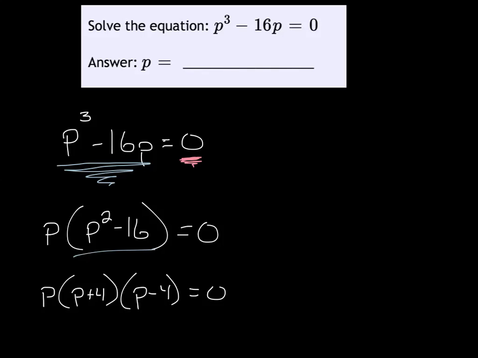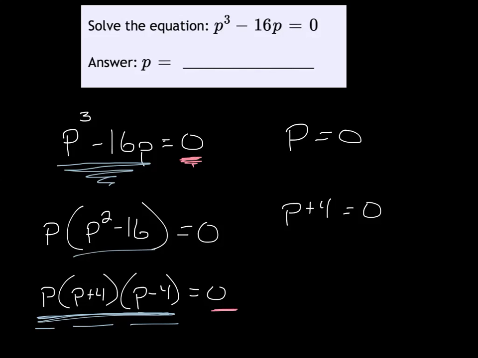Alright, so again, our two steps are set one side equal to 0 and completely factor the other side. And then what we do is we're going to take each of these factors on this left-hand side here, this p, the p plus 4, and the p minus 4, and we set all of those equal to 0 in their own separate equations. And so we'll do that here on the side here. The first equation is p equals 0. The next equation is p plus 4 equals 0, and the last equation is p minus 4 equals 0.